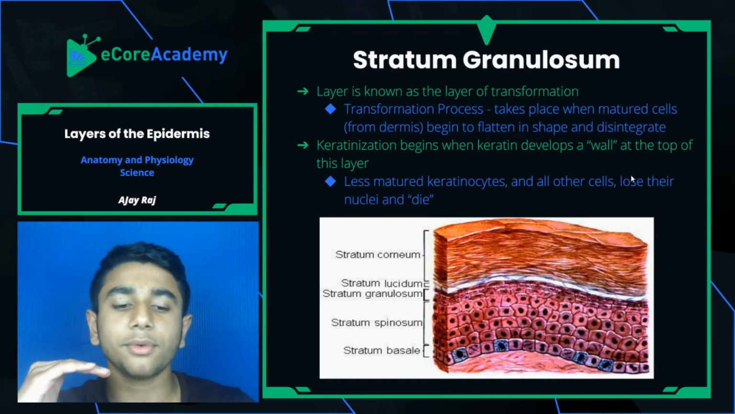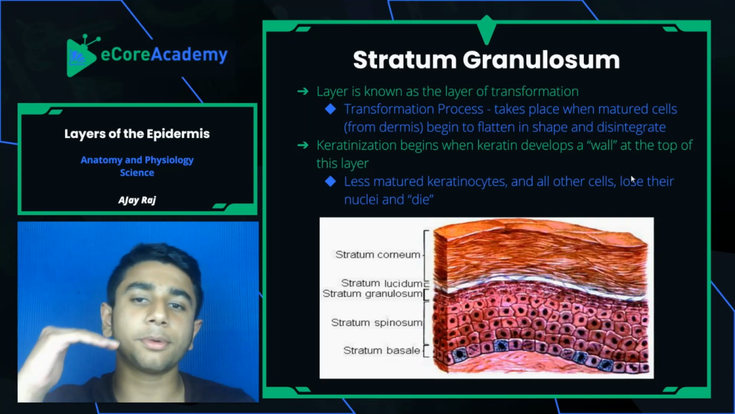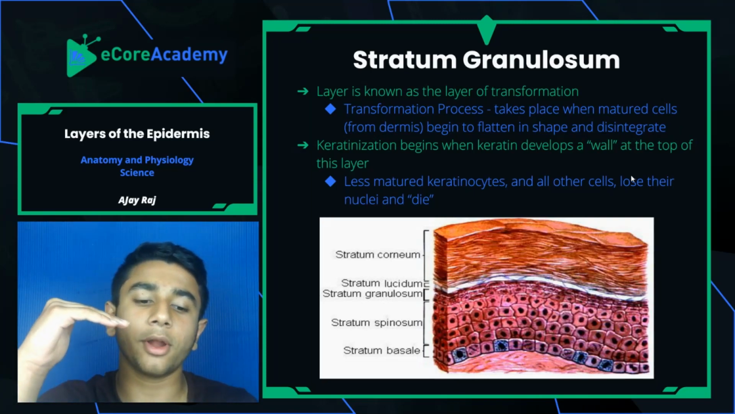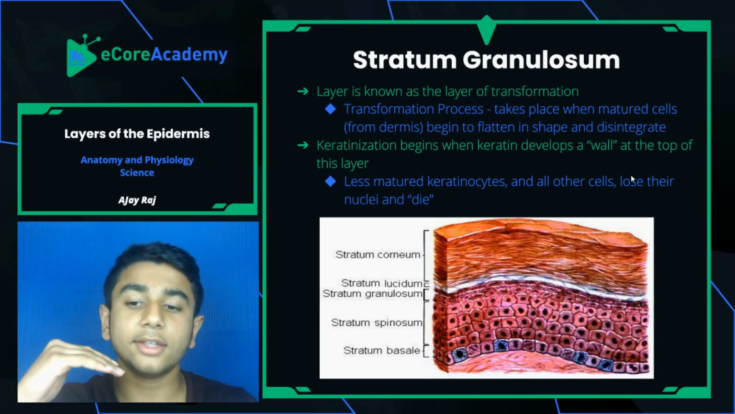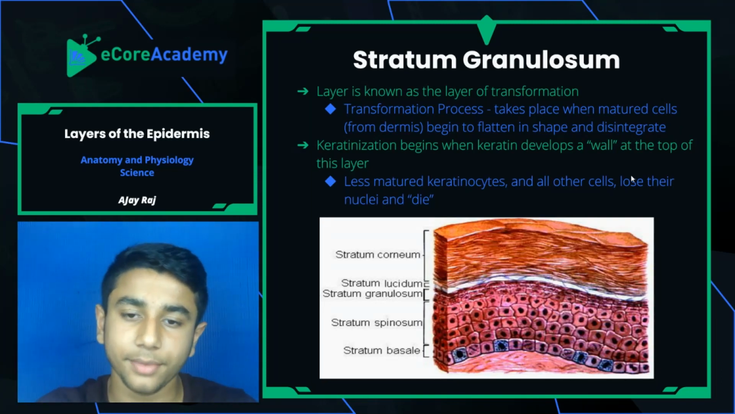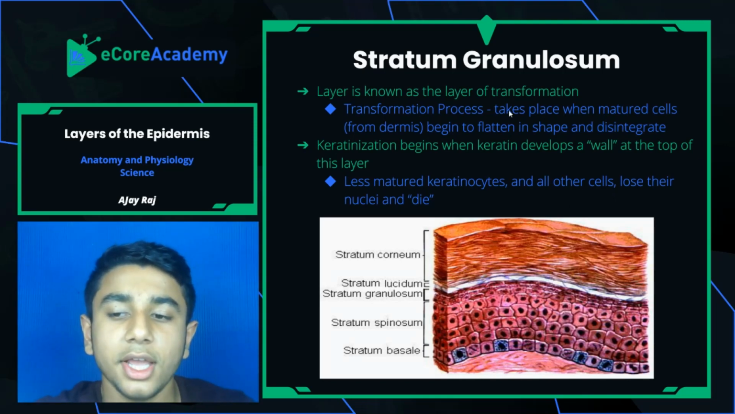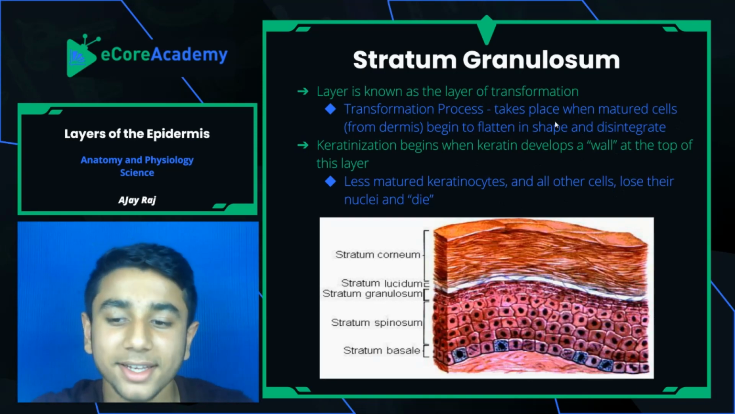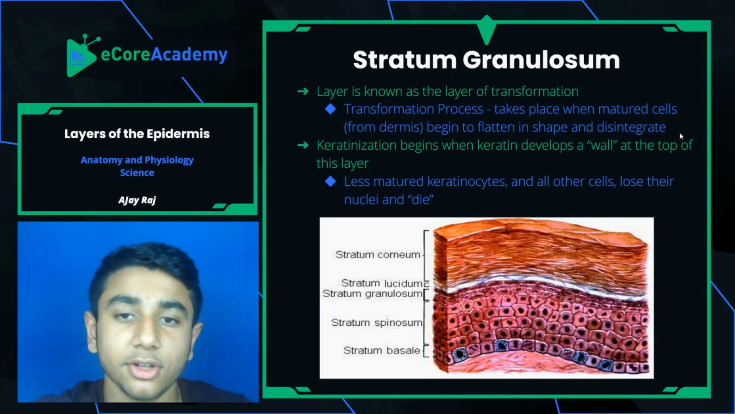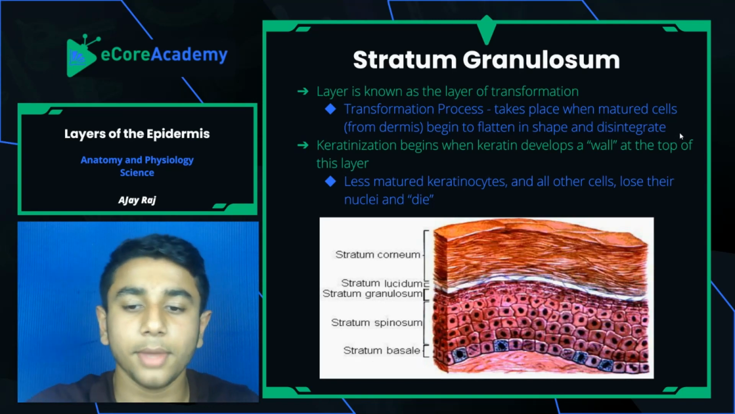But we have to recall that the epidermis is mostly made up of dead skin. So after all that production is done, there's going to have to be a part where everything starts to slow down and go backwards, where everything starts to get destroyed and starts to build up into dead layers of skin cells. And this transformation process actually starts here. It's when matured cells from the dermis begin to flatten in shape and disintegrate. So that's part of the transformation process from basically an active cell to a dead cell in the epidermis.